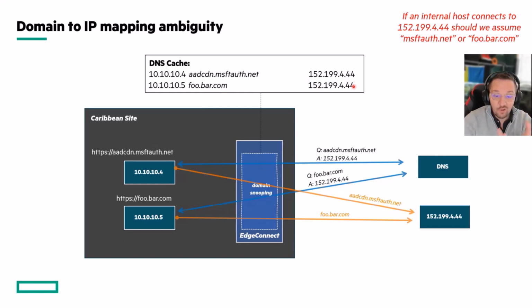But what happens if a single host connects to both mstauth.net and foo.bar.com? My laptop or my one user on the network connects to two different domains or websites on the same public IP. That's the fundamental thing here that's a problem. It's like a first principles problem. There's actually not a direct way to solve this. There's not a real way to solve it, because if both DNS queries are coming from the same private IP on the LAN side of the EdgeConnect, how do we determine which domain we should choose here? Should we choose mstauth.net or should we choose foo.bar.com?